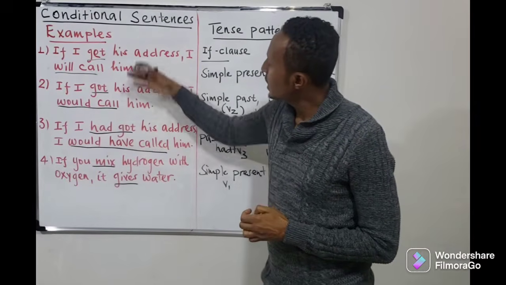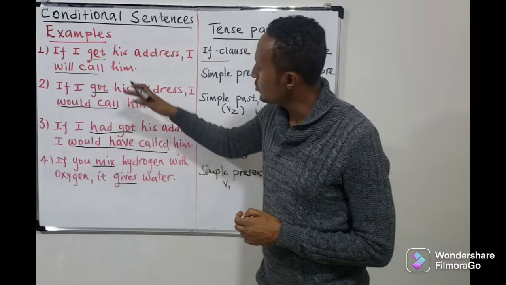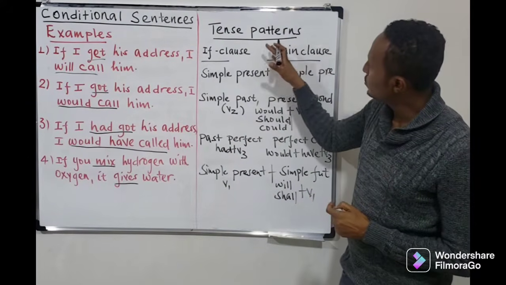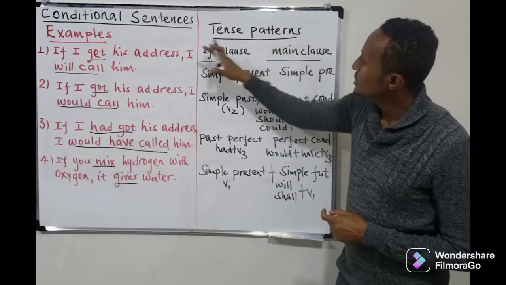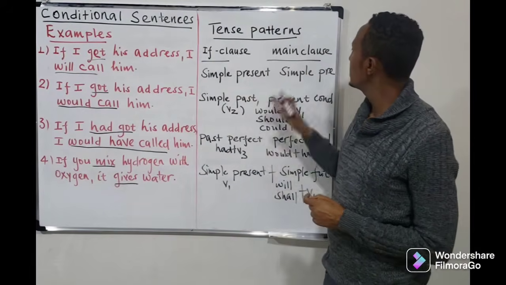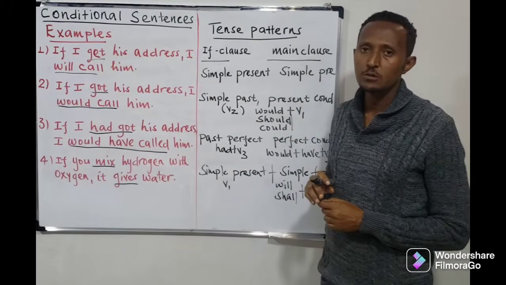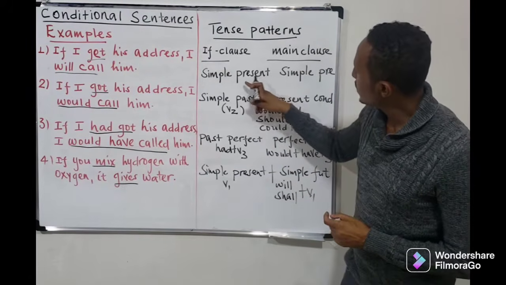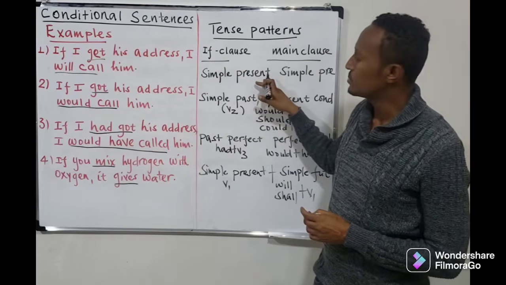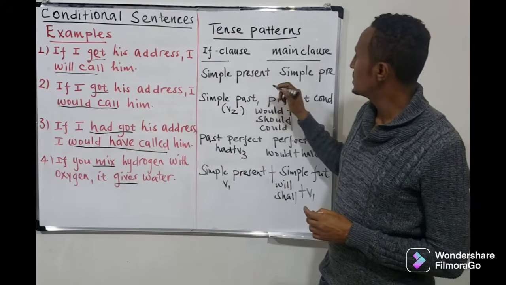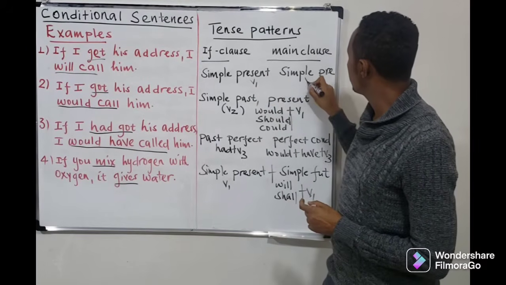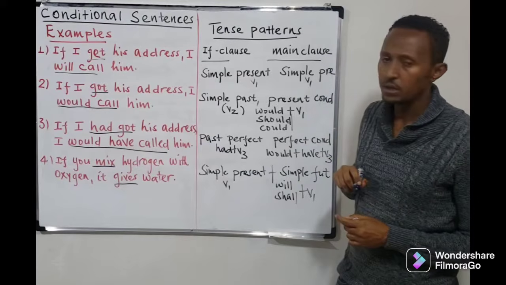Now, taking the tense patterns of all those sentences, I would like you to match them with their tense patterns. Each sentence has 2 clauses. The first one is the if clause and the second one is the main clause. In the if clause we have simple present. Let's look for a sentence that consists of simple present, that means the verb 1 form here, and also simple present, the verb 1 form here.